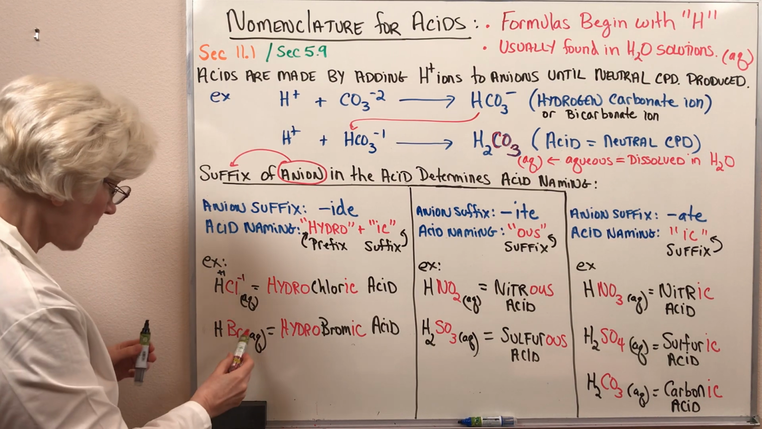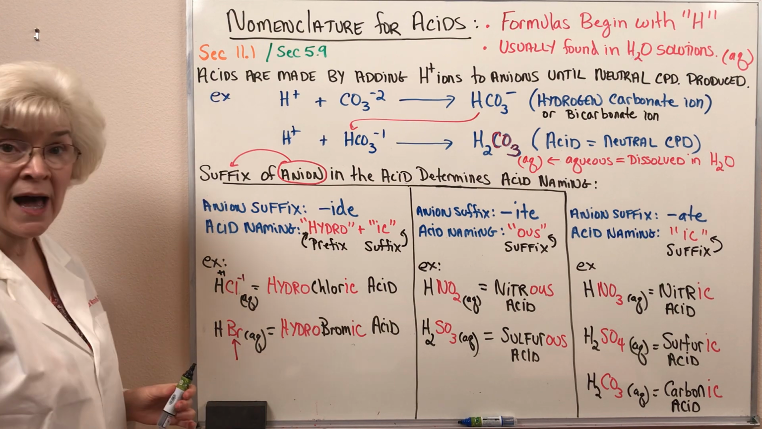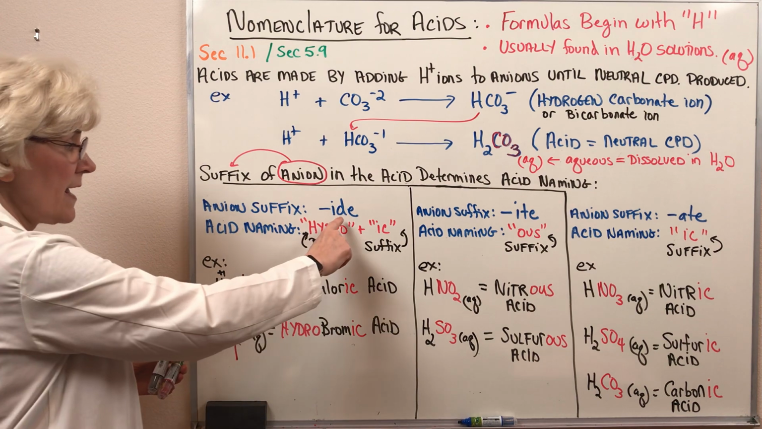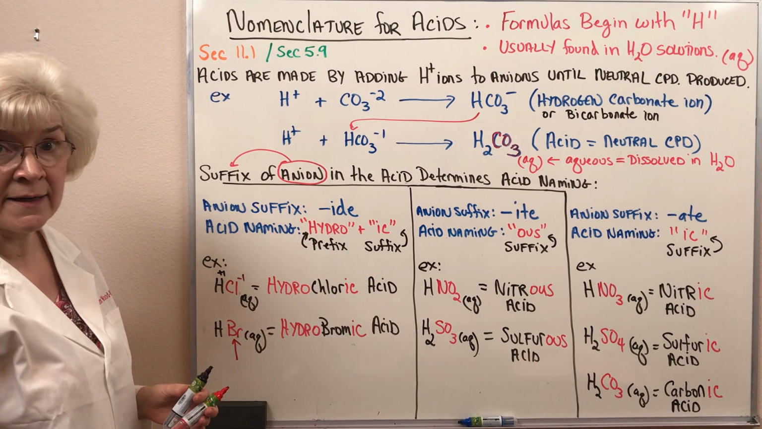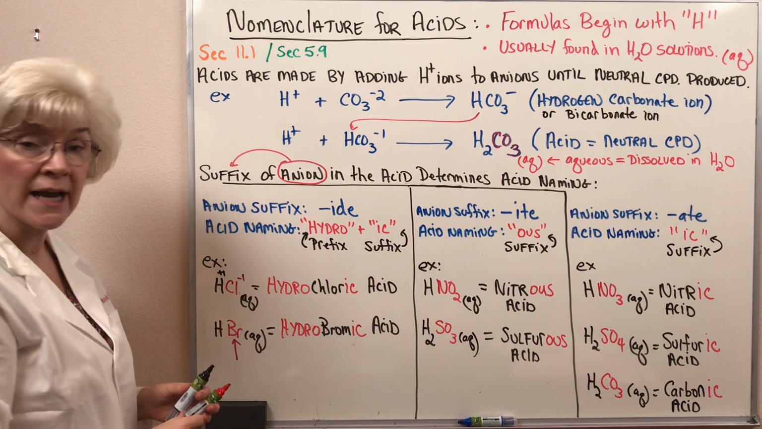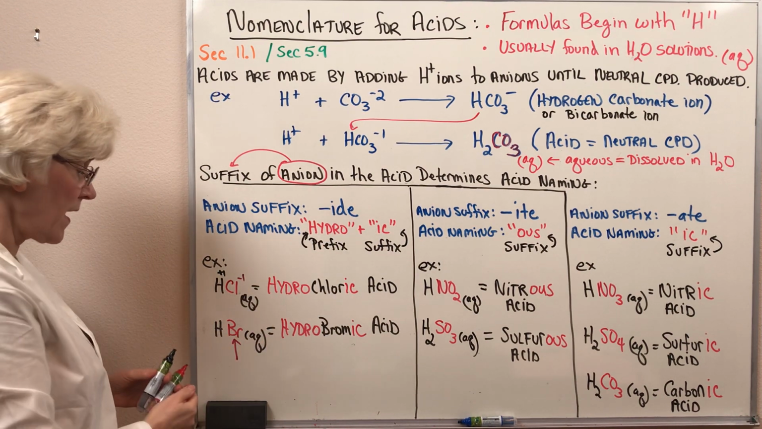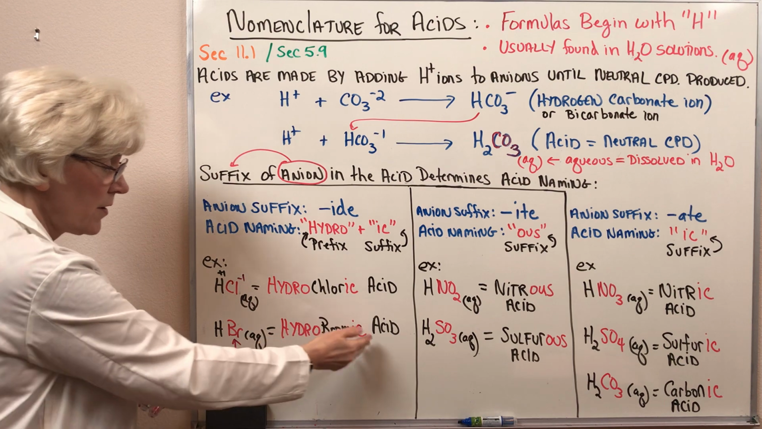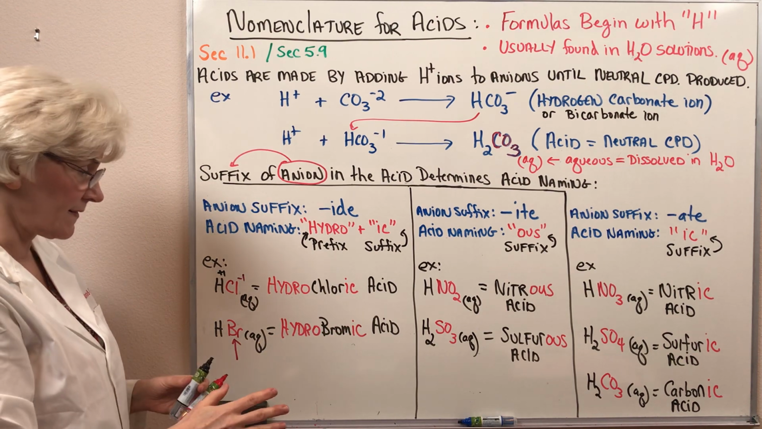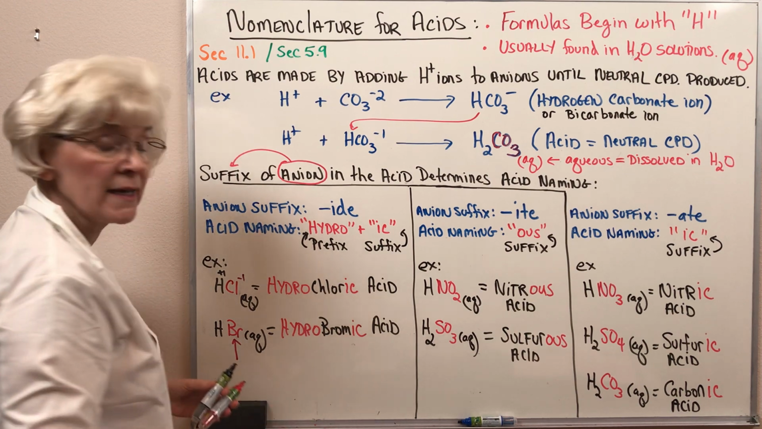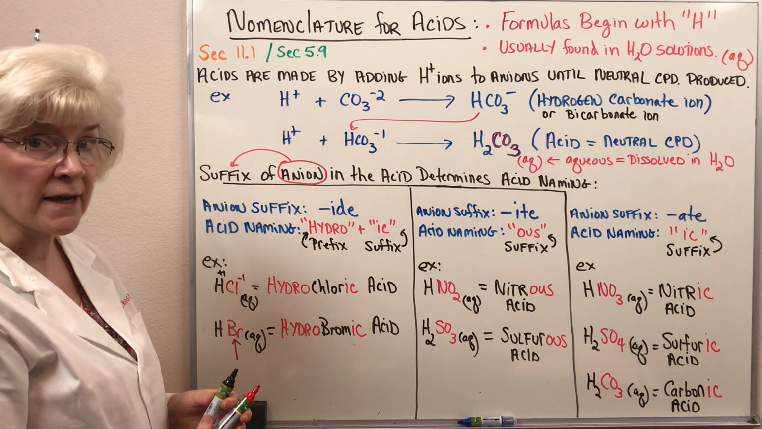Well, you look and recognize that the bromide anion is present in the acid. The anion ends in "ide", so the acid will have a hydro prefix and an ic suffix, and the name of the acid will be hydrobromic acid. Hydro prefix, part of the name of the anion, and an ic suffix.